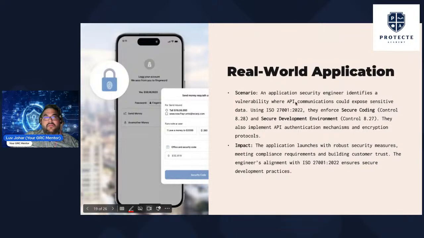And here we can see that an application security engineer identifies a vulnerability where API communications could expose sensitive data.